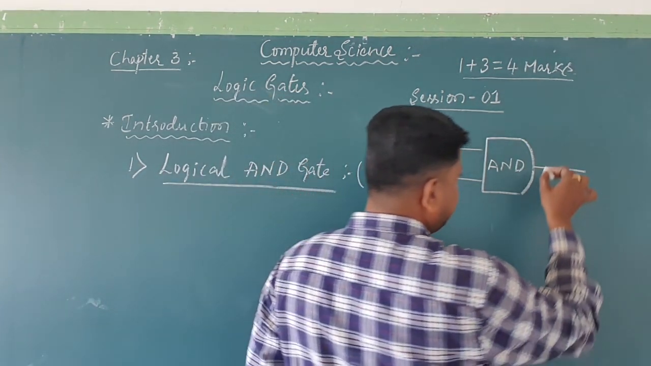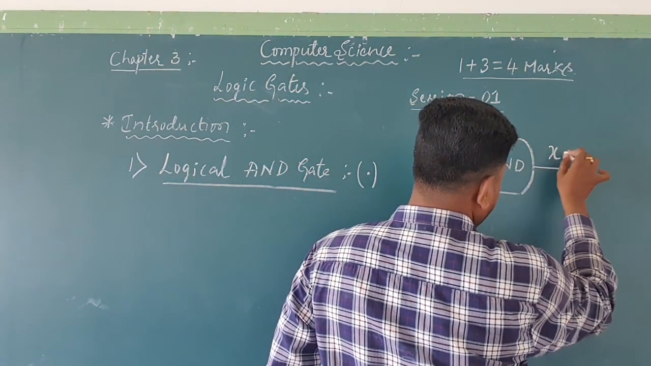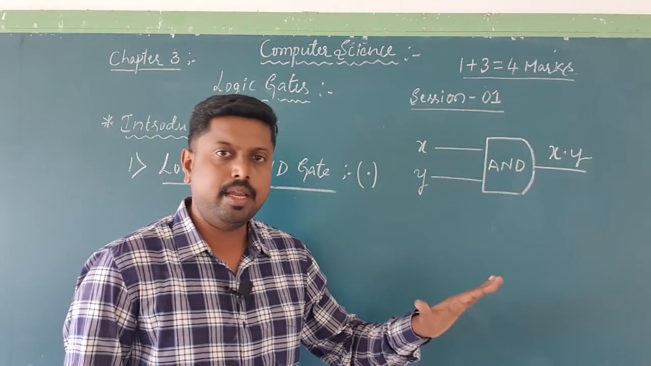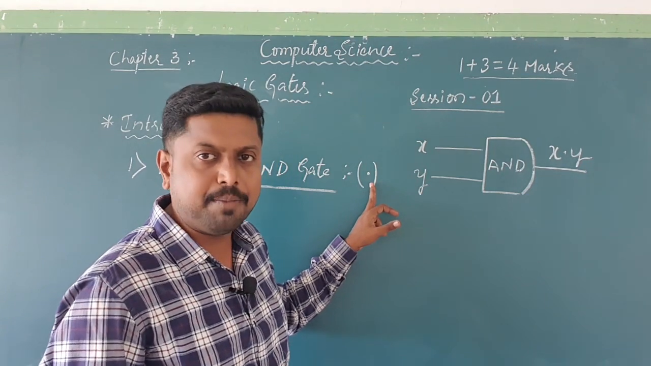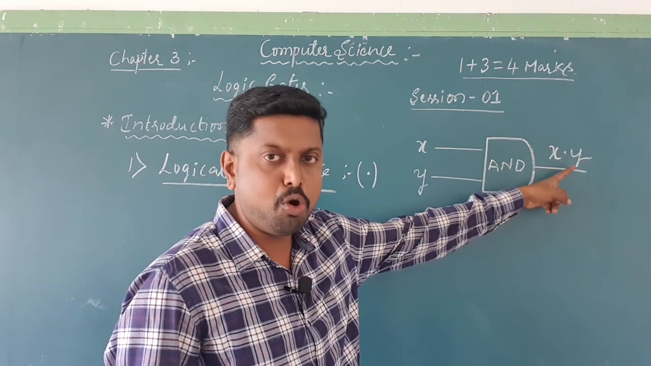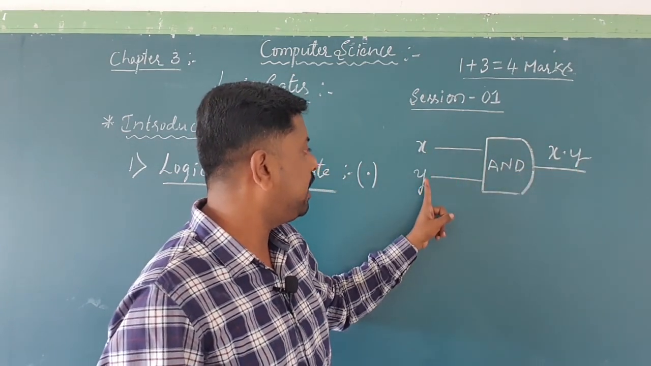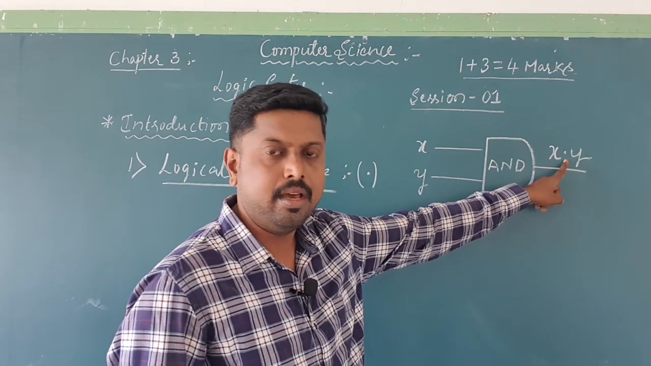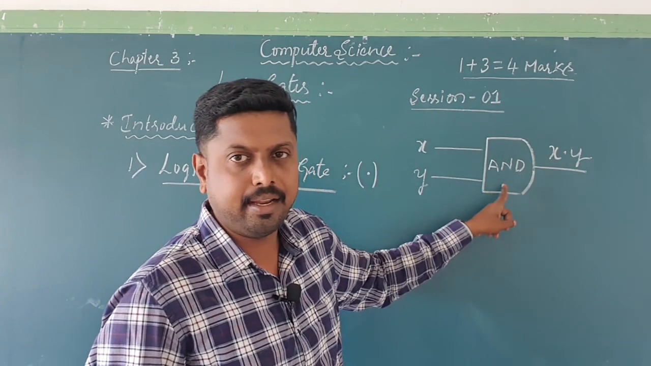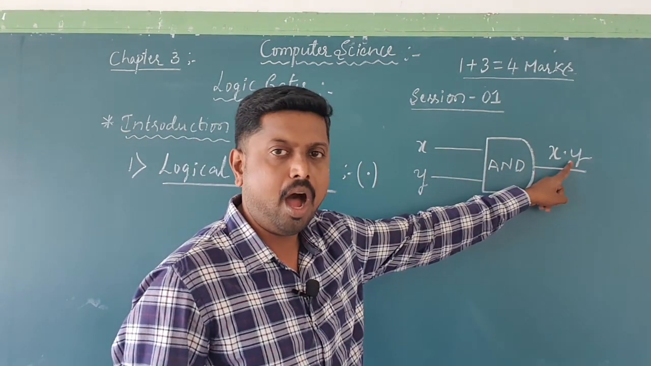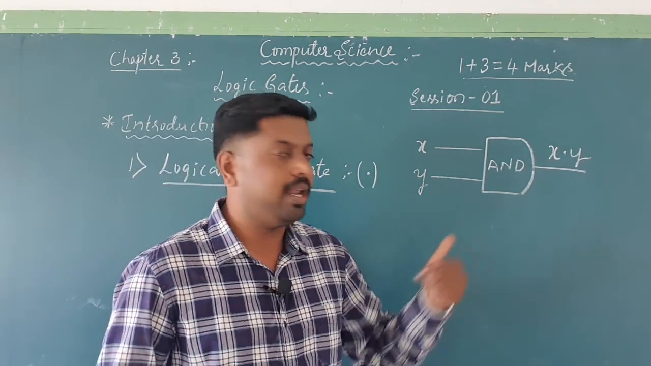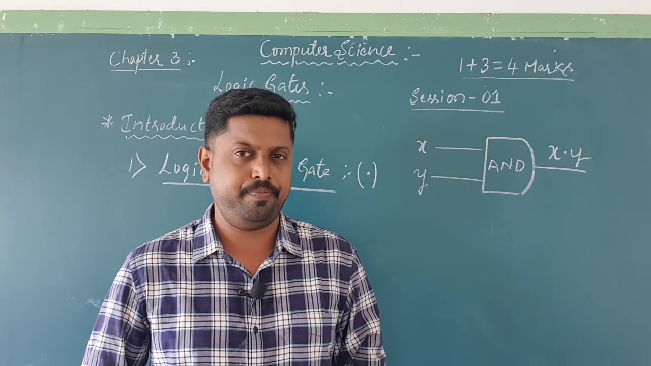Then the result of this AND gate is X into Y, because the operation is multiplication. Two inputs are accepted and it produces a single output, X into Y. So this will be the output of this logical AND gate. Two inputs and a single output. This is one representation of the two input, one output logical AND gate.